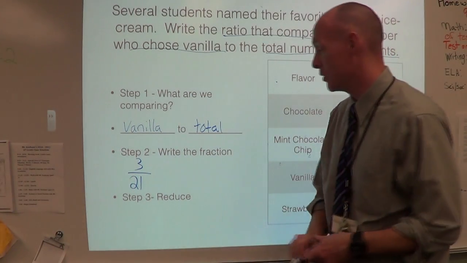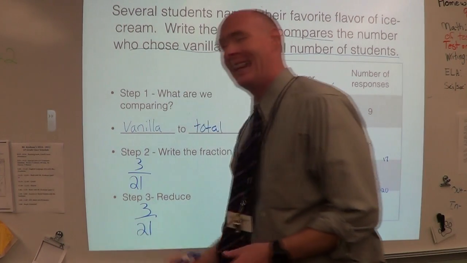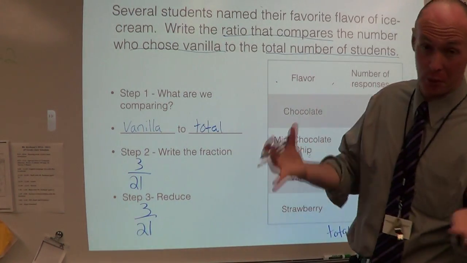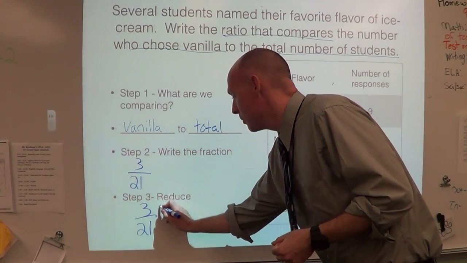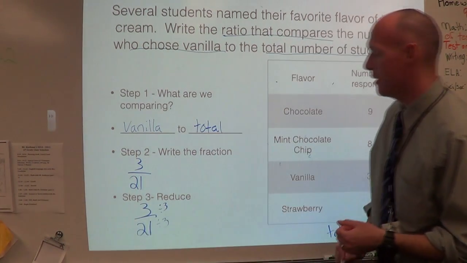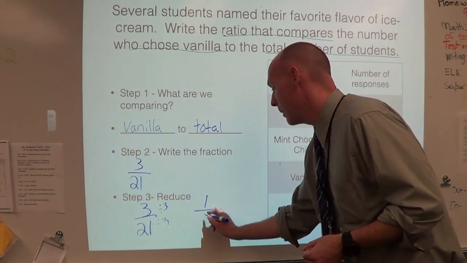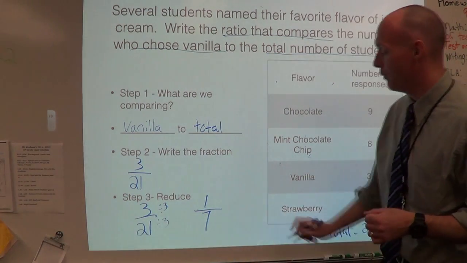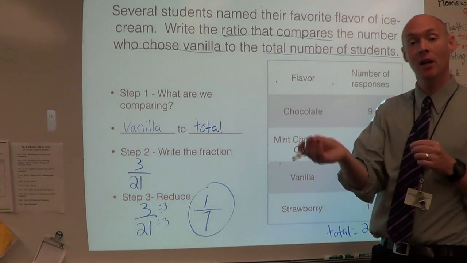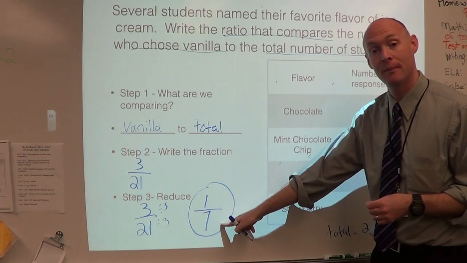So step 3 is reduce. 3 to 21. I think what number can go into both evenly? 3 will work. So let's divide both sides by 3. If you divide 3 by 3, you are at 1. And 21 divided by 3 is 7. So therefore, our ratio of students who chose vanilla to the total number of students is 1 to 7.